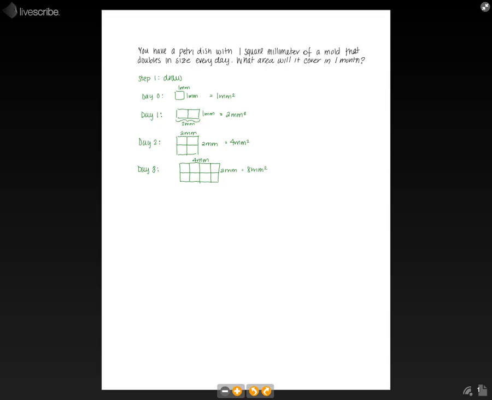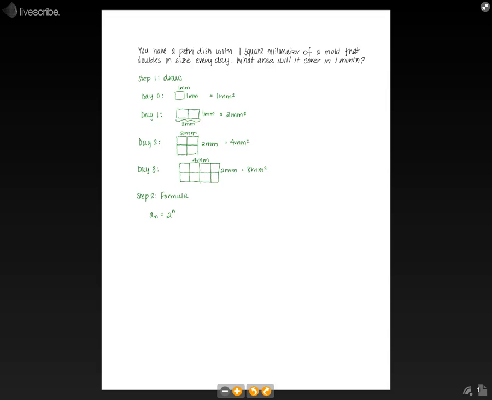Alright, so now that we've drawn a picture of the situation, we should be able to do step 2, which is write the formula. So if we look at the areas that we have on day 0, 1, 2, and 3, we can see that they're all powers of 2. So on day 0, we actually have 2 to the 0th as our area. On day 1, we have 2 to the 1st as our area. So that means that our formula is going to be a sub n is equal to 2 to the n.